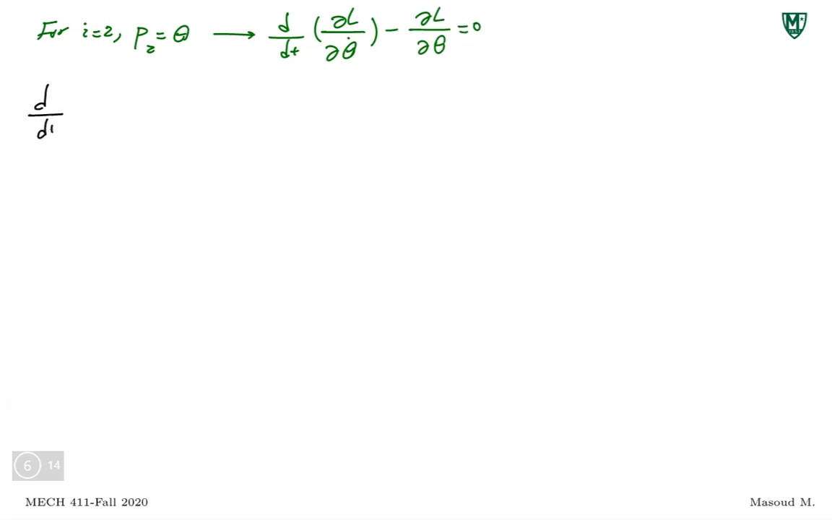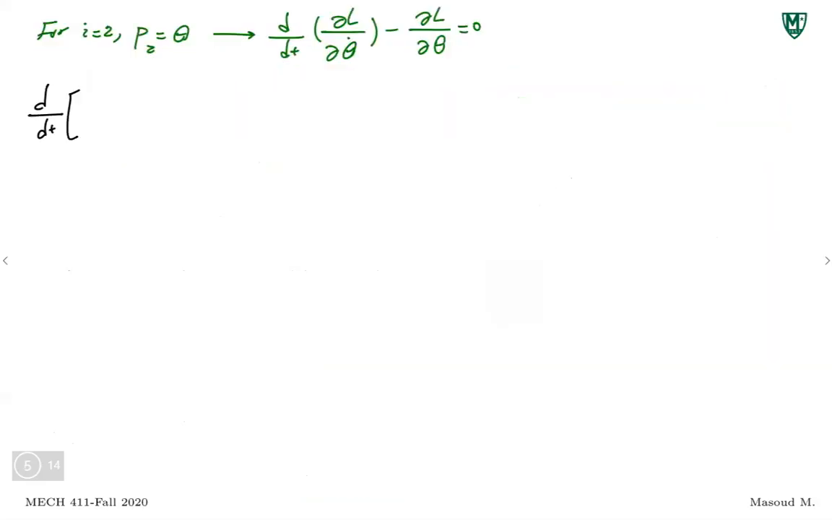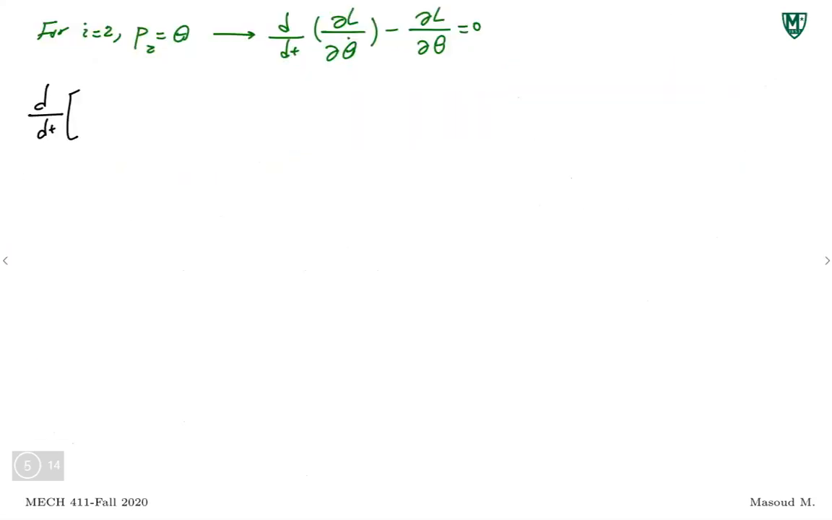d/dt of partial L partial theta dot. Looking at my Lagrange function, I'm taking the derivative with respect to theta dot. So first term, second term, the third term has theta dot squared. So I take the derivative with respect to that, it becomes m l squared theta dot. So m l squared theta dot. All right.